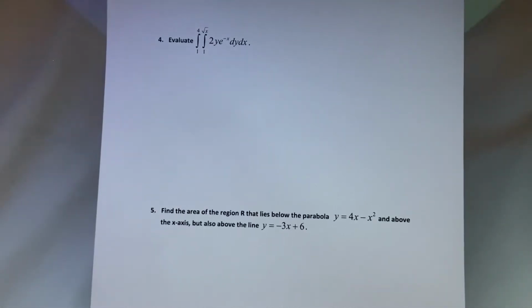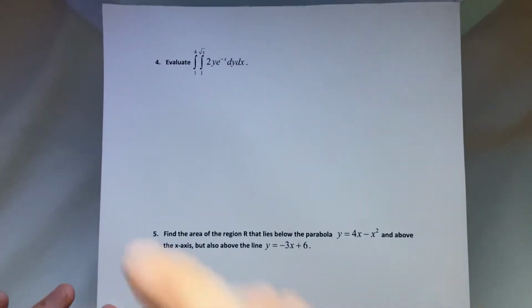Okay, calculus, let's do more iterated integrals and move into 14.2. Evaluate the integral from 1 to square root of x of 2y e to the negative x dy, and then evaluate that result from 1 to 4 with respect to x.